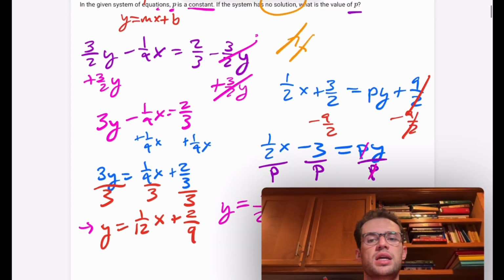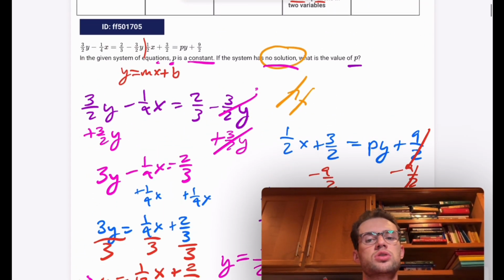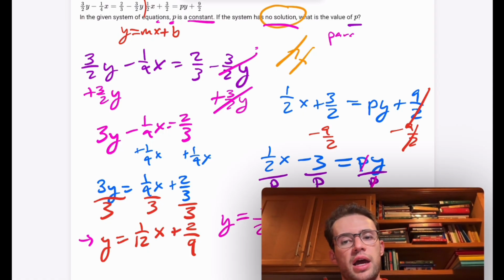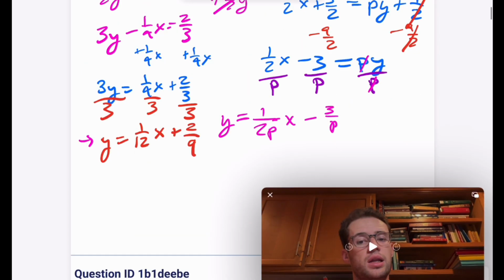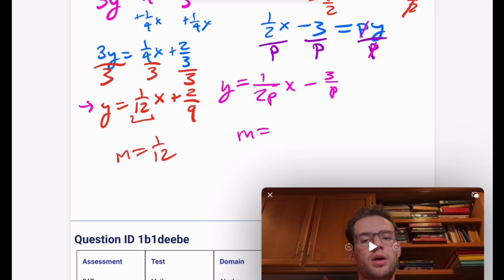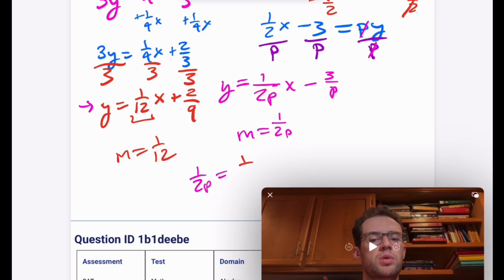So we wanted there to be no solution. No solution means that they're parallel lines, and parallel lines mean they will have the same slope and different y-intercept. To find the same slope, the slope of this first one is what you're multiplying x by, so the slope was 1/12. Now, if we want 1/12 to be equal to the slope of the second one, which is 1/2p, that means that 1/2p has to be equal to 1/12.